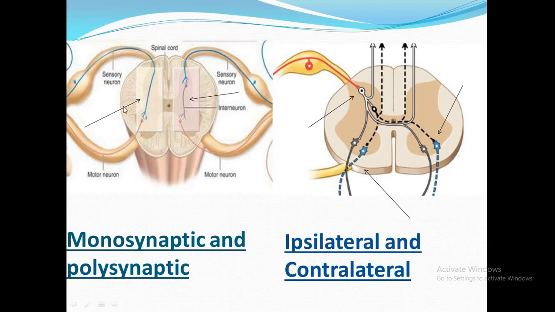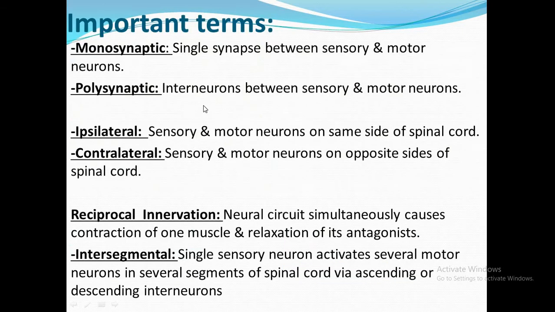As you can see on the left picture here, on the left side, we have the sensory neuron having a synapse with a motor neuron without any other neurons between them. On the right side of this picture, we can see that the sensory neuron is connected with an interneuron. This is polysynaptic. Polysynaptic may have one or more interneurons connected.